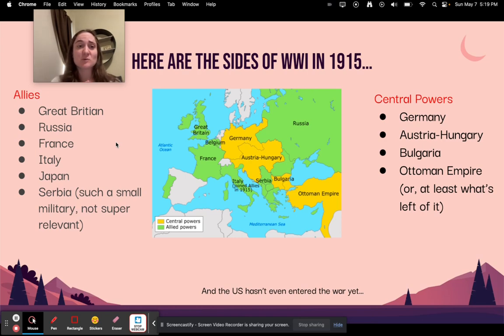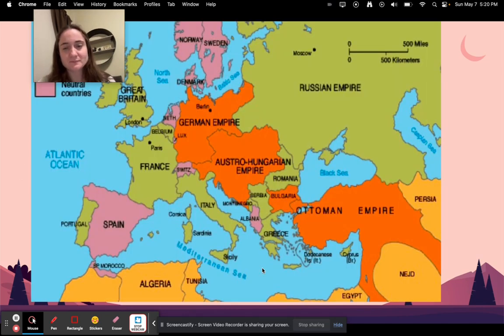So here are the sides of World War I in 1915. Allies, we got Great Britain, Russia, France, Italy, Japan, Serbia, which has a really small army, so it's not super relevant. And then for the Central Powers, we have Germany, Austria-Hungary, Bulgaria, Ottoman Empire, or at least what's left of it. So again, here's another map showing all of the countries.